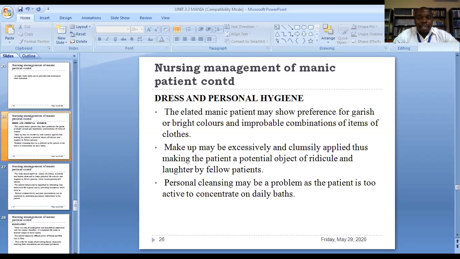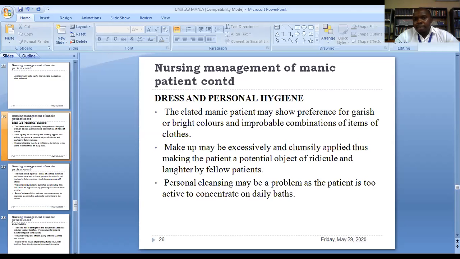Remember, we discussed that they have issues to do with the dressing and the cleanliness of their bodies. When they dress, sometimes they overdo it with bright colors. If they're females, they would actually apply a lot of makeup, exaggerated levels of makeup. So we're saying the elated manic patient may show preference for garish or bright colors and improbable combination of items of clothes.